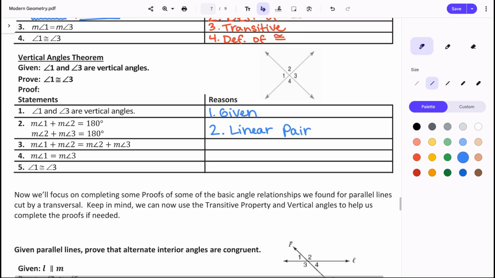Transitive. Okay, you could say transitive here. Some people argue that it's substitution because we know that they're both equal to 180, so we're substituting a new expression in. You could really argue both ways there. So I'm going to put on number 3, transitive / substitution, because really I would take either one as a reason there.